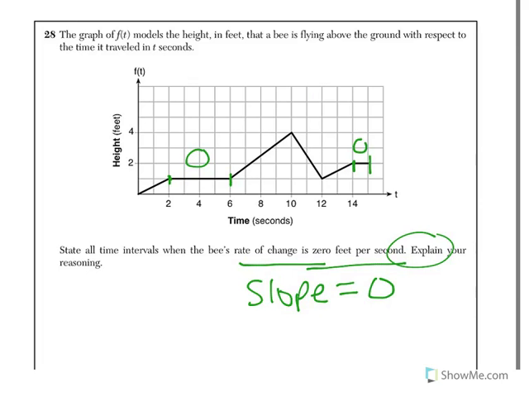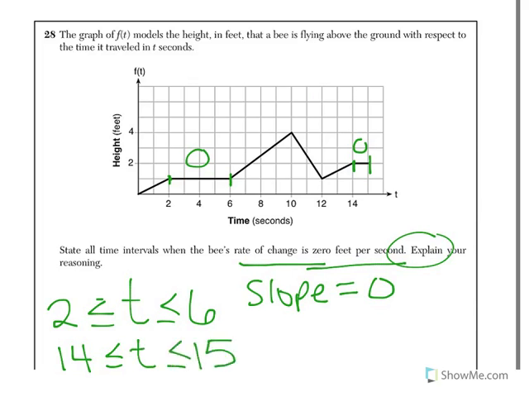So, there are ways to write this. I'm going to use inequalities, and I'm going to say when 2 is less than or equal to t, which is less than or equal to 6, as well as 14 is less than or equal to t, which is less than or equal to 15. What that means is that when time is between 2 and 6, and when time is between 14 and 15 seconds. Now, in order to actually explain this, the quickest explanation that I could come up with is that this will have a slope of 0 since all horizontal lines have a 0 slope.